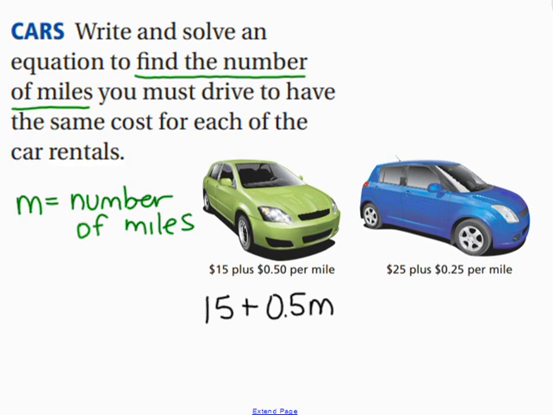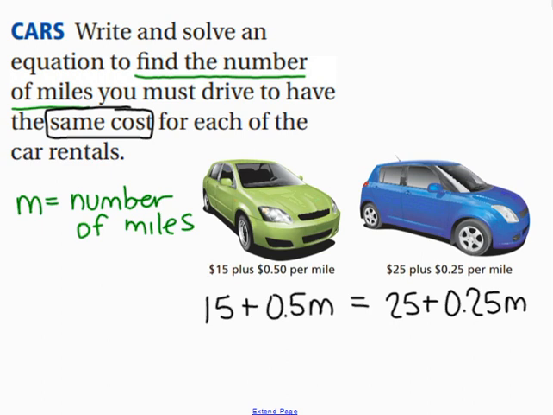Our second expression is 25 plus 25 cents per mile. Again, 0.25m is 25 cents per mile. We want the same cost, so we're just going to put an equal sign in between, and then we have our equation to solve. So 4 options on what we could do for the first step. 2 if we pay attention to combining the variables first. I'm going to subtract 0.25m from both sides, since that's a smaller number.